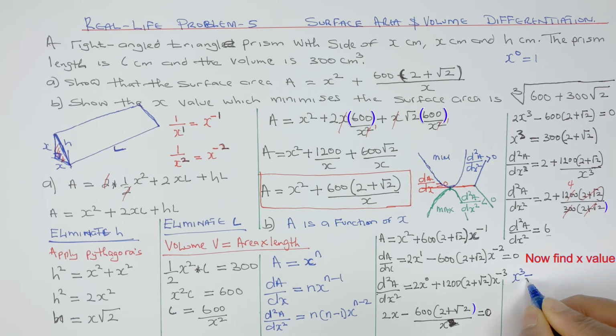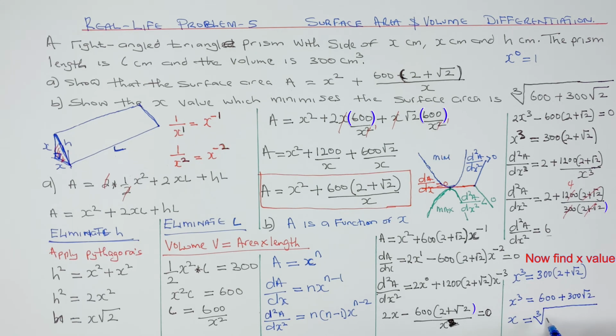x cubed equals 300 open bracket 2 plus root 2 close bracket, so x cubed equals 600 plus 300 root 2. And if I cube root it, then the x value will be equal to the cube root of 600 plus 300 root 2. That's the value of x that minimizes the surface area.